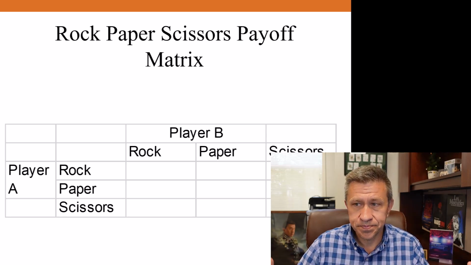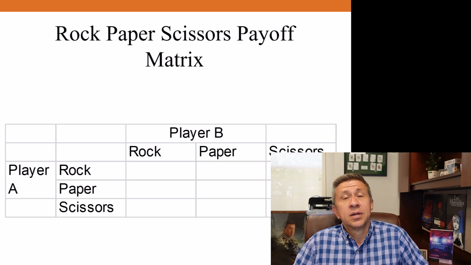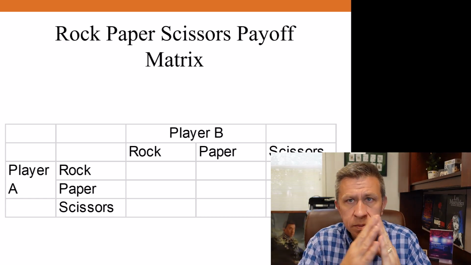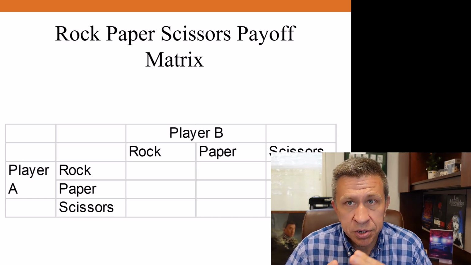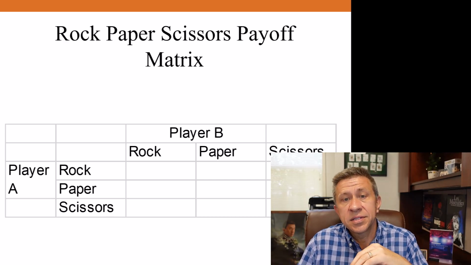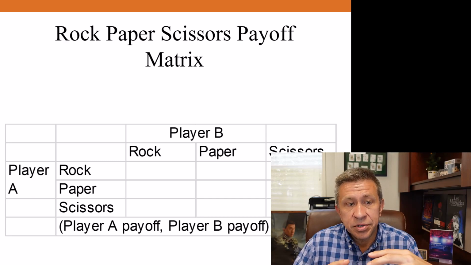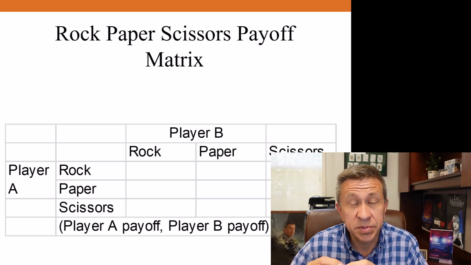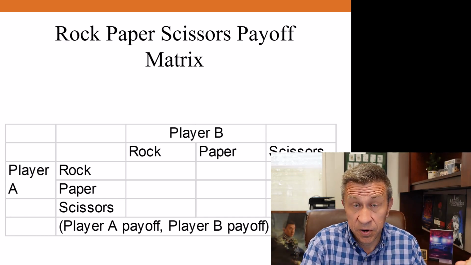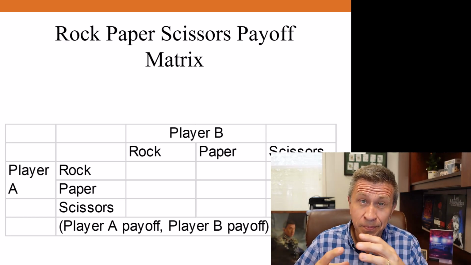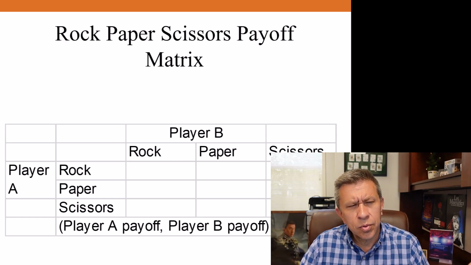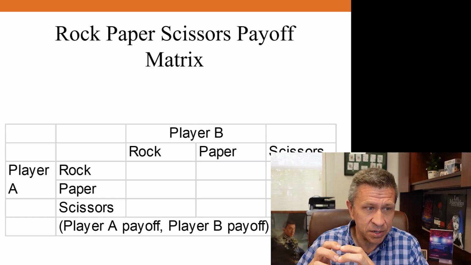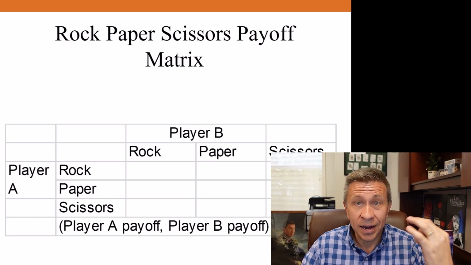So to start, we've got player A plays the rows, player B plays the columns, and each one could choose rock, paper, or scissors. Within the payoff matrices, remember, in terms of the payoffs, player A's payoff is listed first, player B's payoff is listed second. And this has it all set up. Now we have 9 cells within the payoff matrix. How do we fill that out?